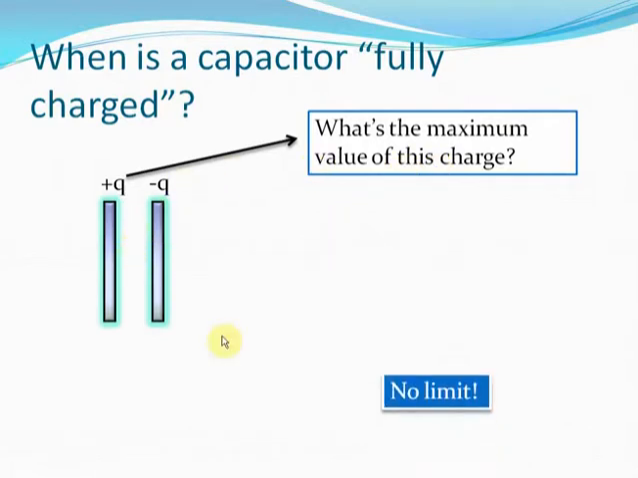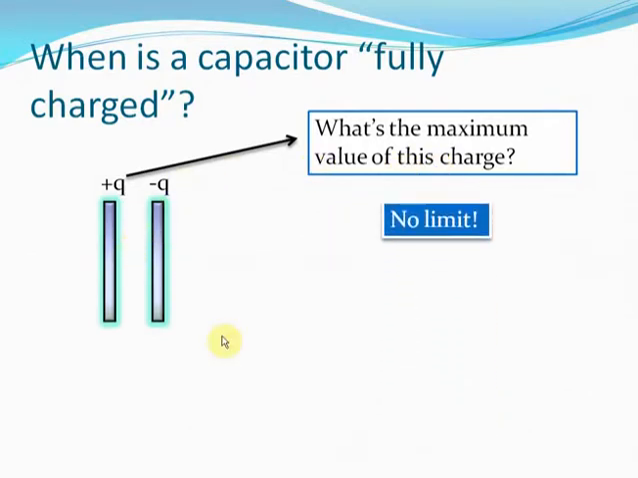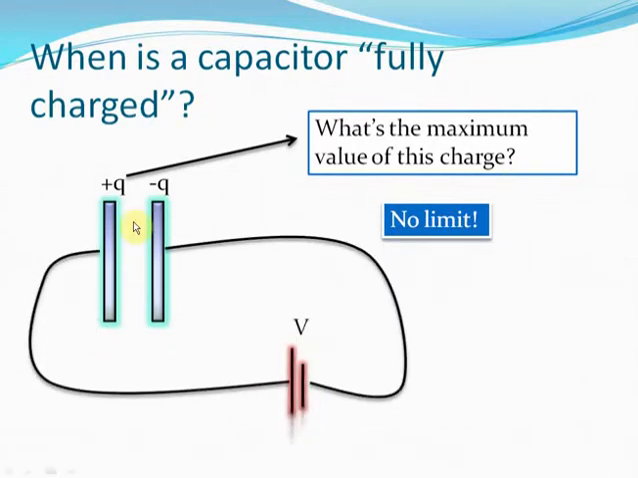So what is the maximum value of this charge? Well, the interesting answer is there is no limit to the charge you can add to capacitor plates. The only limit is the potential of the battery. So if we connect a battery of potential difference V to capacitor plates, what will happen is that the battery will take some charge from one plate of the capacitor and provide the charge to the other plate of the capacitor. So the maximum charge that will come on these two capacitor plates is CV, isn't it?